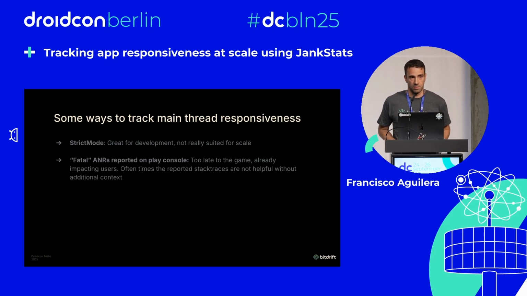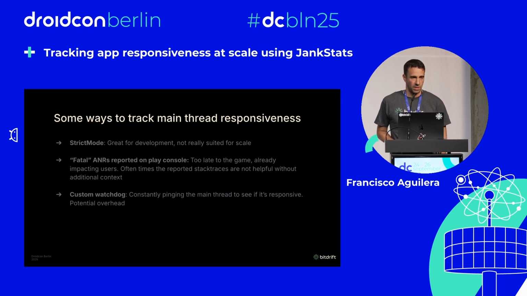Fatal ANRs, this means our terminal ANRs. Those are too late to the game, as I mentioned before. They are impacting users, and sometimes the trace that you get from Play Console is not really useful. You need to know what happened before that ANR. Another solution is a custom watchdog. There's a clever solution that constantly pings the main thread to check responsiveness, and now you can report if you reach the threshold. But again, there is some potential overhead of doing that constantly.